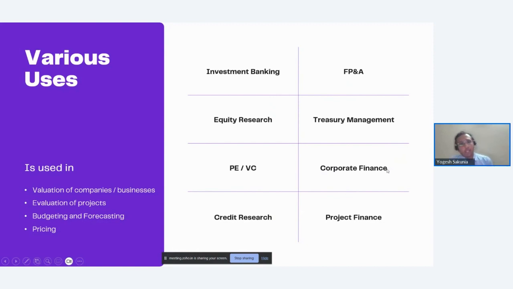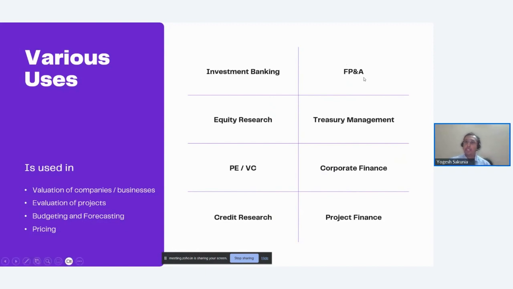In corporate finance, obviously you keep evaluating, you do capital budgeting, and a lot of other finance related decisions in a corporate finance role. And the model becomes important.